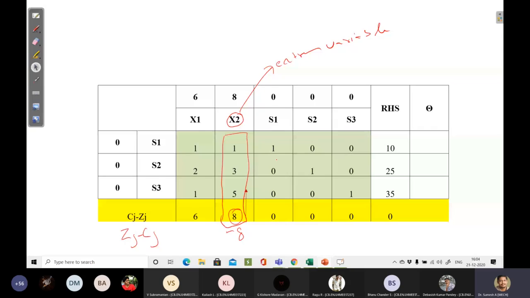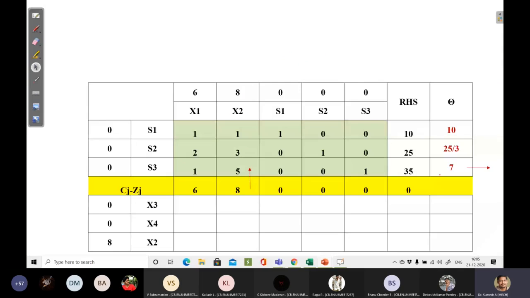So this will be 10 by 1, 25 by 3, and 35 by 5. You got the lowest positive over here as 7. So you have selected the key row. The departing variable will be S3 in the first iteration. So that is the departing variable.